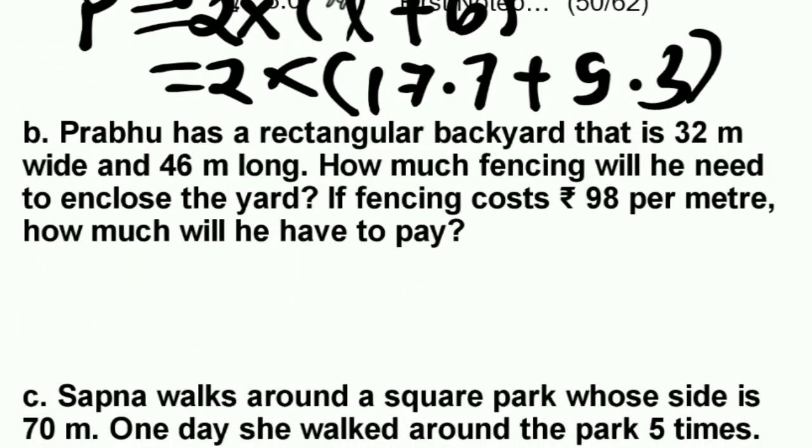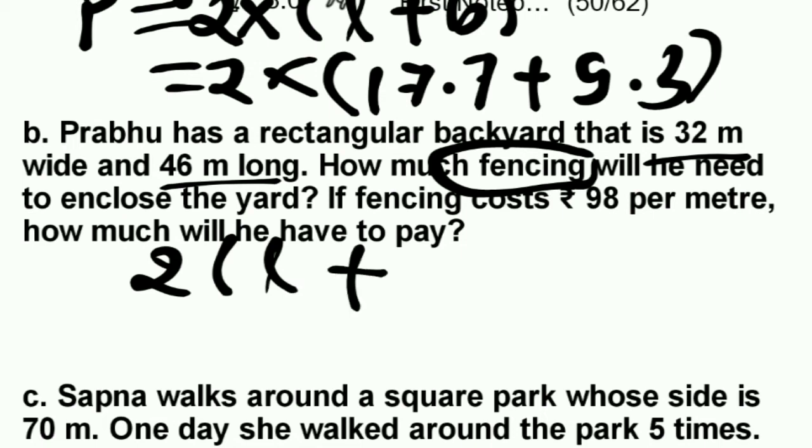Next one. In this one again the same thing is given here. Length is given and breadth is given 42. So it is a rectangular backyard, and the same thing is fencing. Fencing means it is a perimeter only. So we have to find the perimeter of a rectangular backyard, that is 2 into L plus B. Okay, so same formula we have to use here and put all the values.